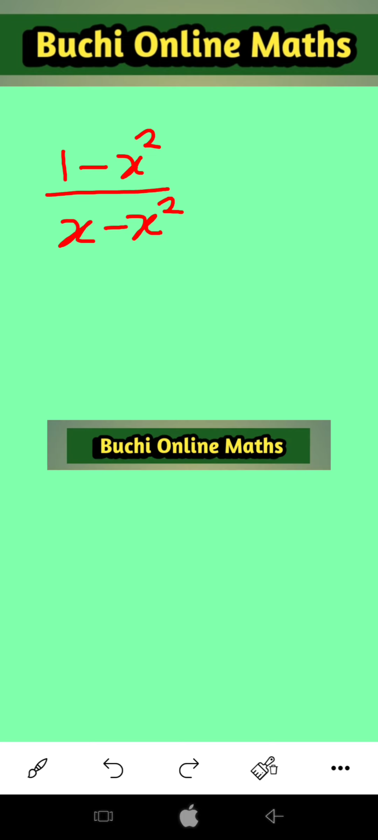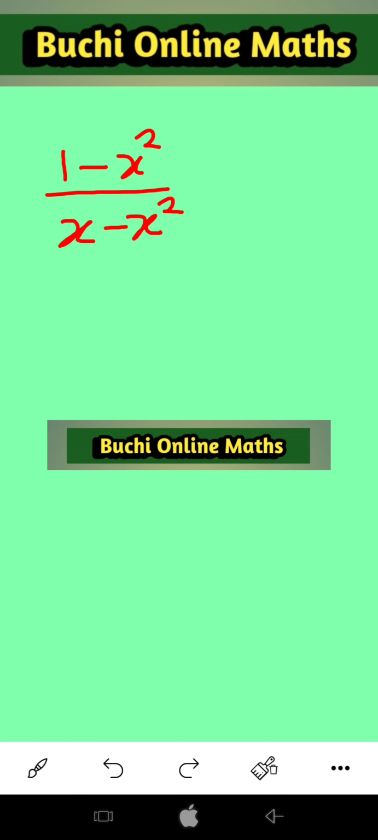Today we have this problem before us. We are asked to simplify (1 - x²) all over (x - x²). To solve this problem, let us simplify the upper part. After simplifying the upper part, we simplify the lower part. Our aim is to get a common factor that can cancel out each other so that we can simplify this problem or reduce it to the lowest term.